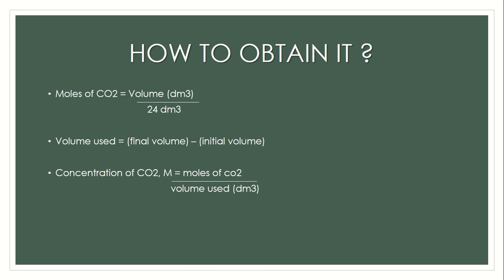So the first one, for the moles of CO2, we get the volume and divide it by 24 decimeter cube. But the volume must be in decimeter cube also. So for the volume used, we can use final volume minus the initial volume.